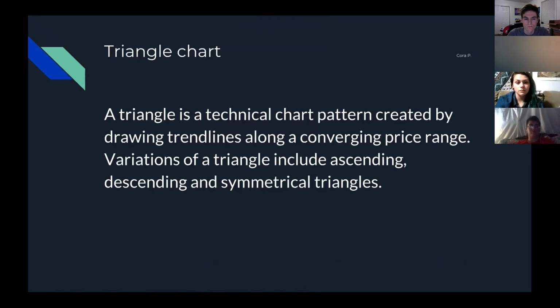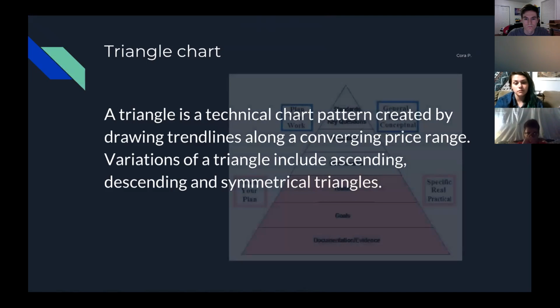Triangle chart. A triangle chart is a technical chart or pattern created by drawing trend lines among converging price range variations. Variations of a triangle include ascending, descending, and symmetrical triangles. Here is an example.